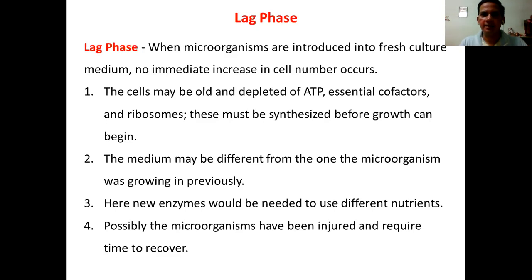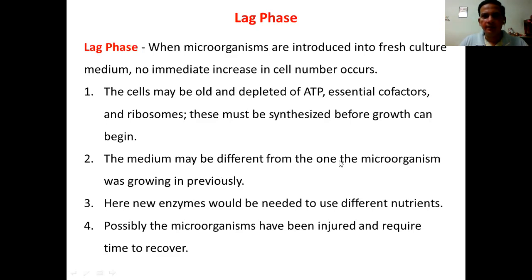So what could be the reasons? The reasons could be that cells have been stored, let's say, for a prolonged duration. They may be stored in glycerol stocks, or they are available in powder form. What does it mean? When they are stored, they may be old and depleted of ATP. Also, they may be lacking some essential cofactors and ribosomes. Before the cells start to divide, these must be synthesized. Most of the time, the media contains different kinds of constituents, but still, these cofactors and ribosomes need to be synthesized for the cells to divide, for their numbers to increase.